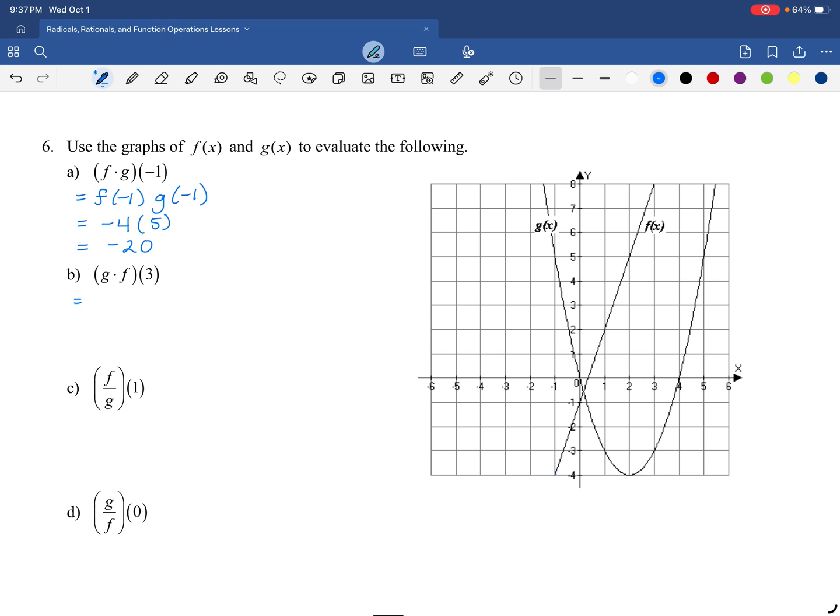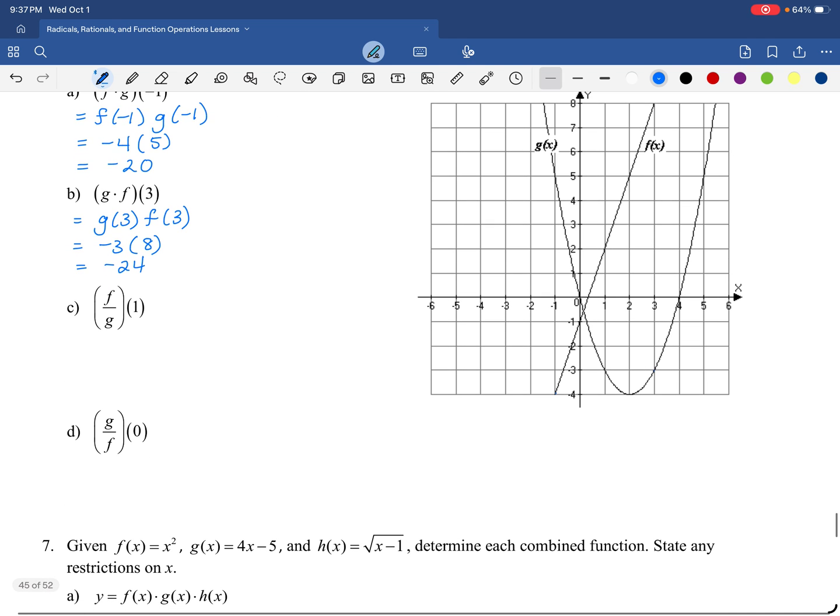Okay, what about this one? This is saying g multiplied by f of 3. So then we want g of 3 multiplied by f of 3. Same thing, so locate g of 3. When x is 3, function g is the quadratic. It's equal to negative 3. And then f is your linear. So when x is 3, function f has a value of 8. Okay, so if I multiply that together, I should get negative 24.